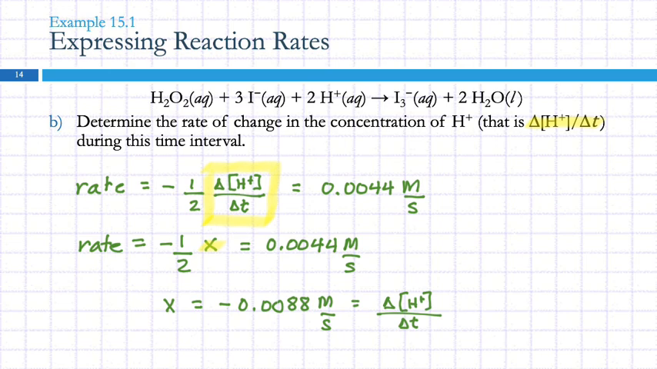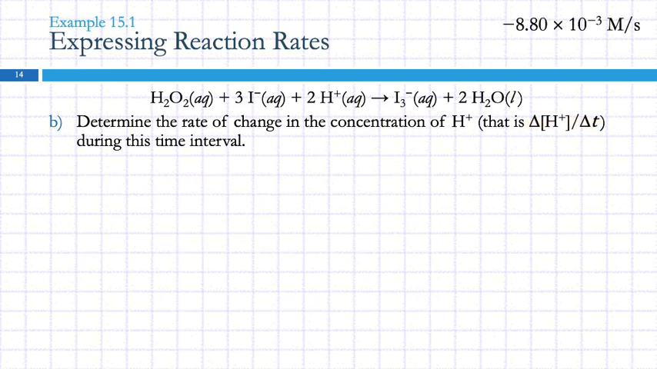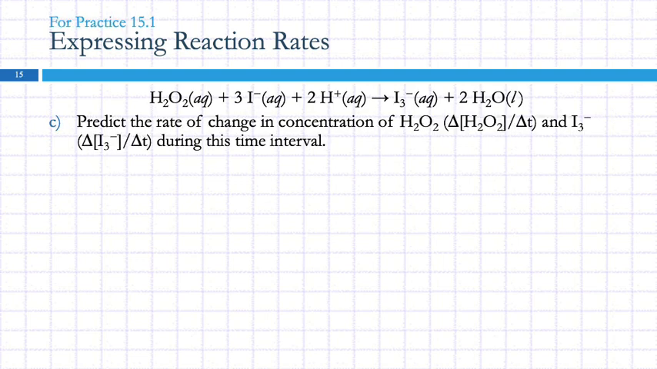There's a part C. Okay, there I got the correct answer. Part C, predict the rate of change in concentration of H2O2 and I3 minus during this time interval. So this is very similar to part B. They're asking us to find the change in concentration of the third reactant and also of one of the products. We're going to do the same thing.